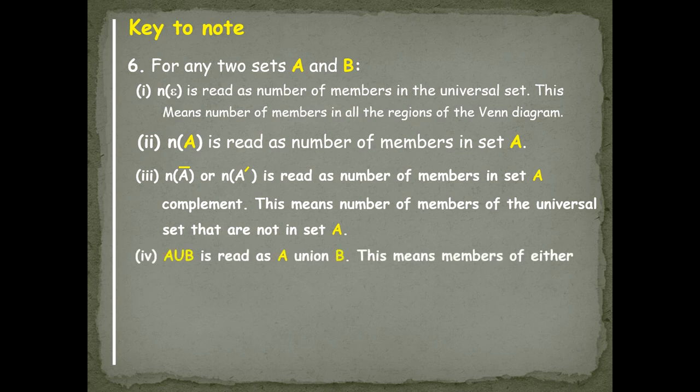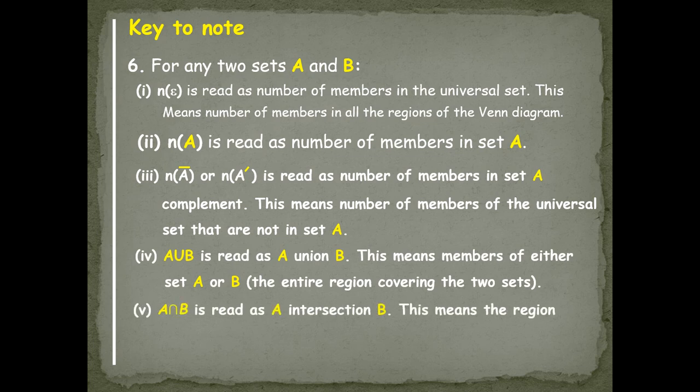A complement means the number of members of the universal set that are not in set A. Then the union of two sets, A union B, means members of either set A or set B, the entire region covering the two sets. A intersection B means the region that is common to the two sets A and B.